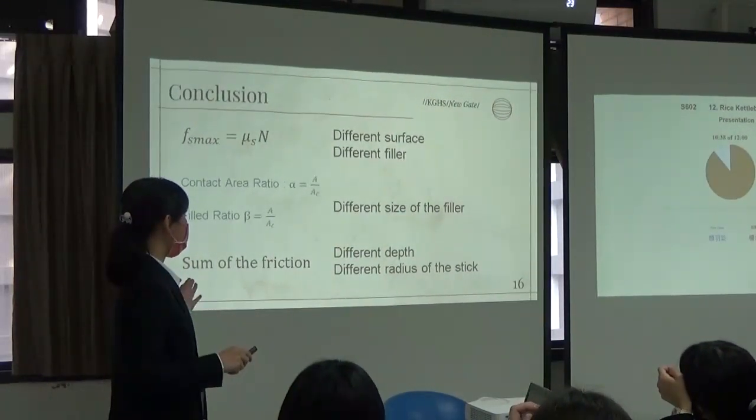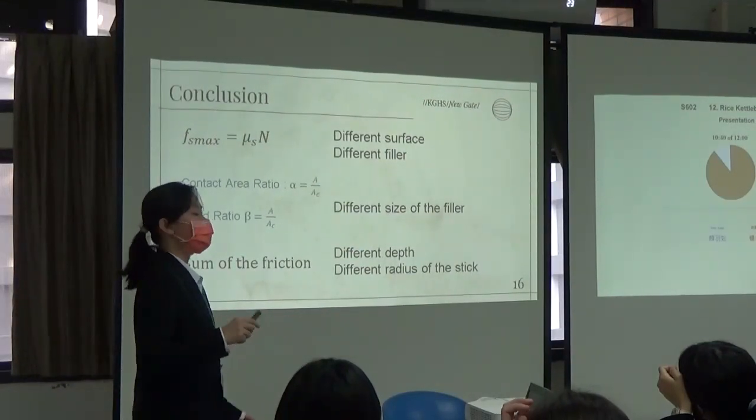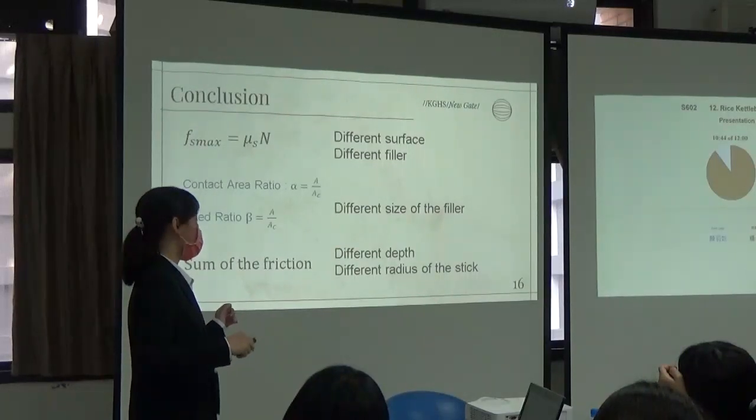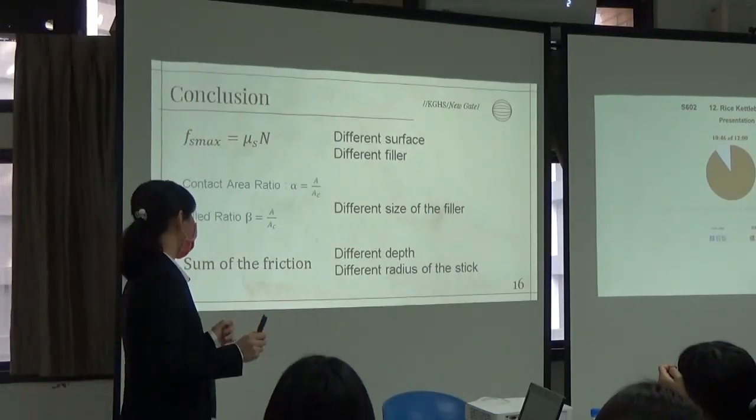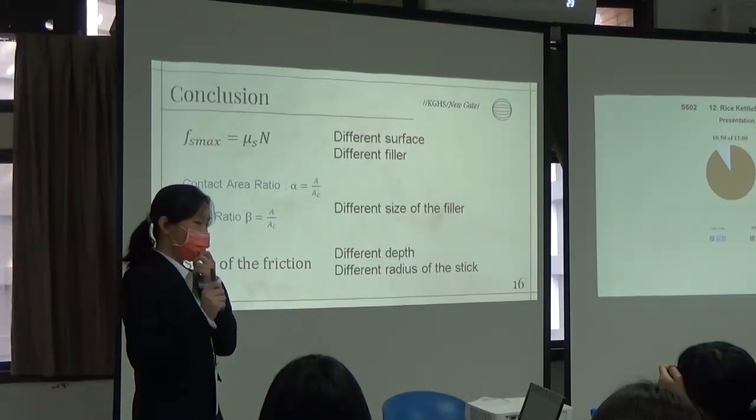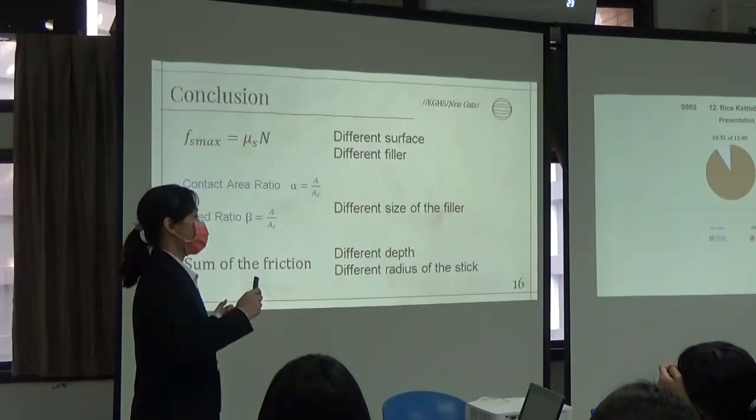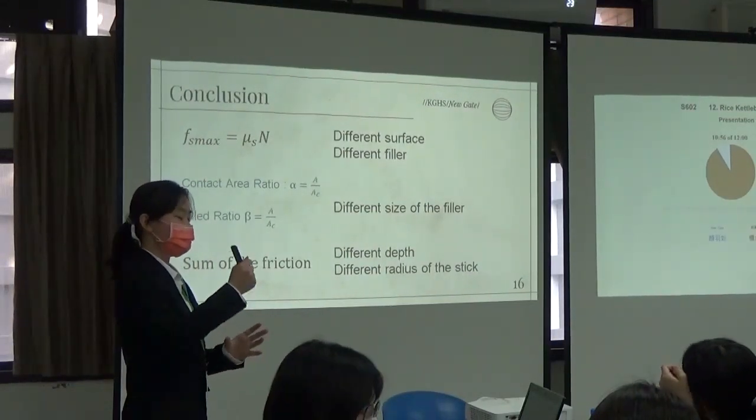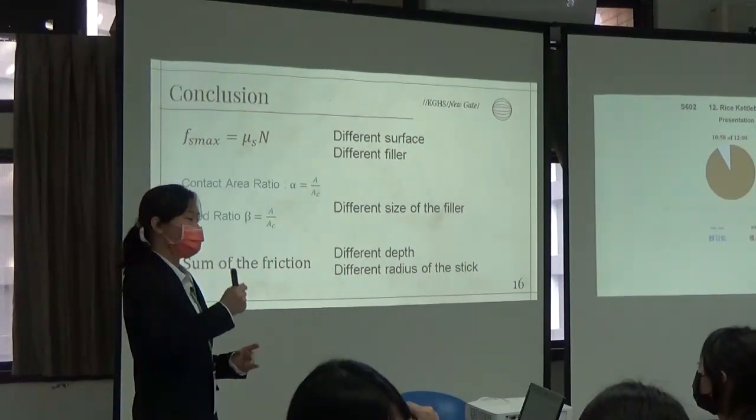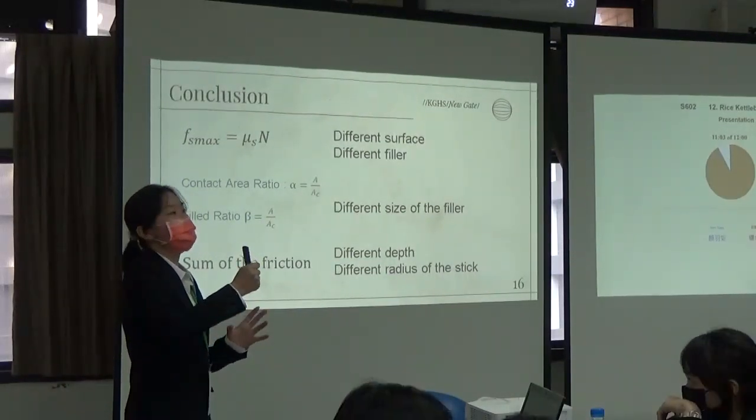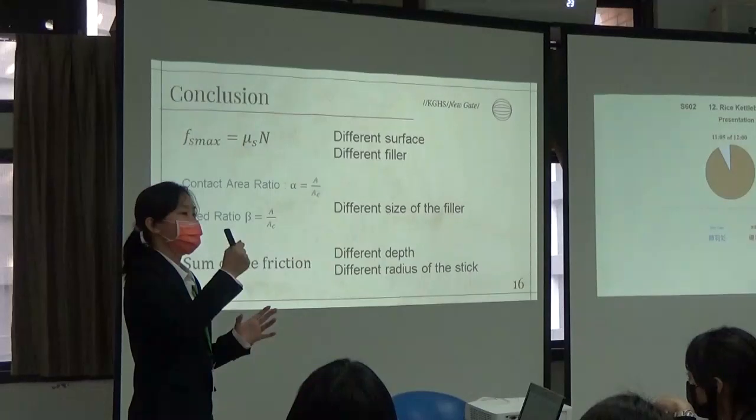And the third one is the sum of the friction. With different depth, we will have different amounts of contact area, and with different radius of the stick, we will also have different contact area. This would affect the sum of the friction and also the total friction that we have, which would, like I just said from the beginning, affect how much force we need to get the stick out of the vessel, which also equals how much mass we can pick up with the stick.